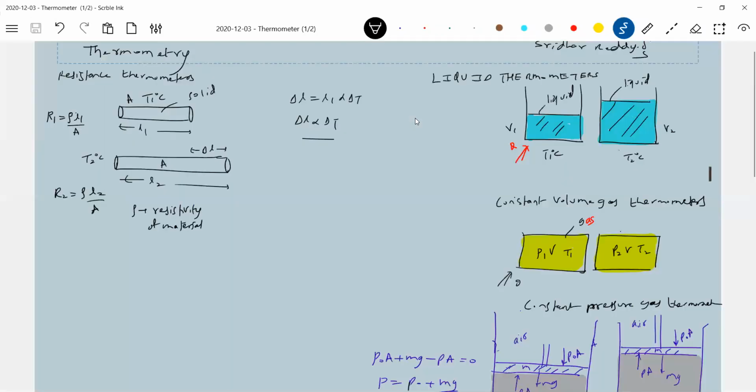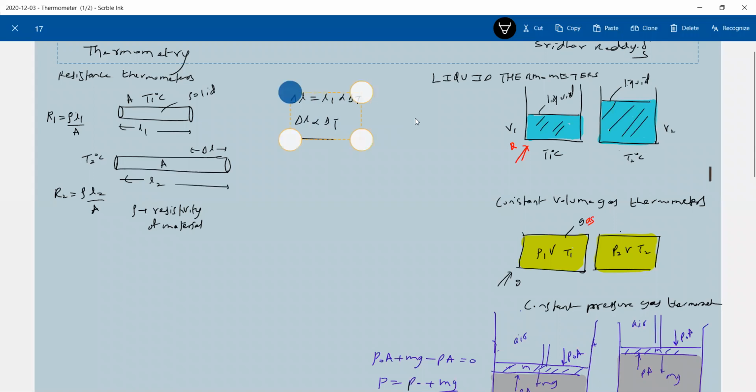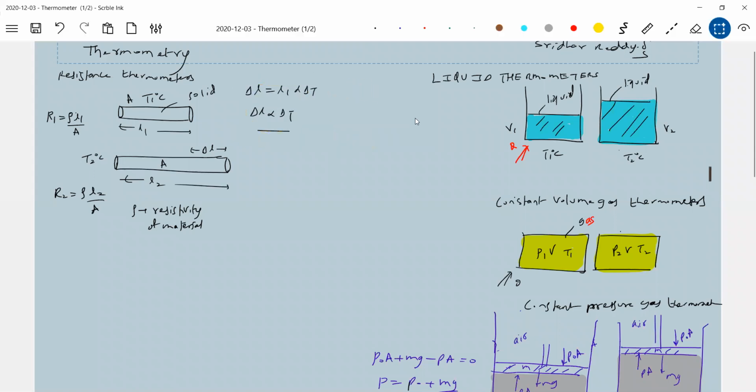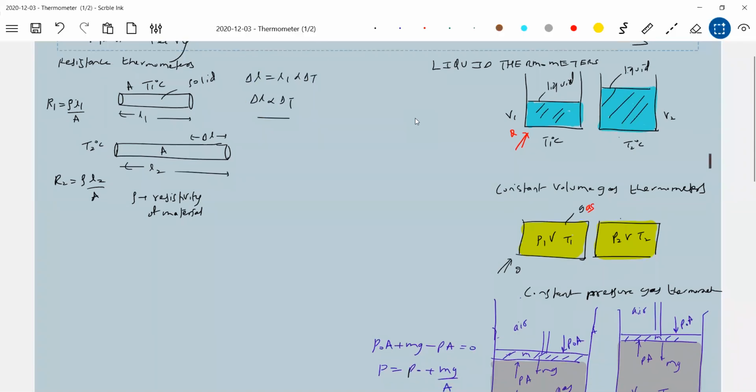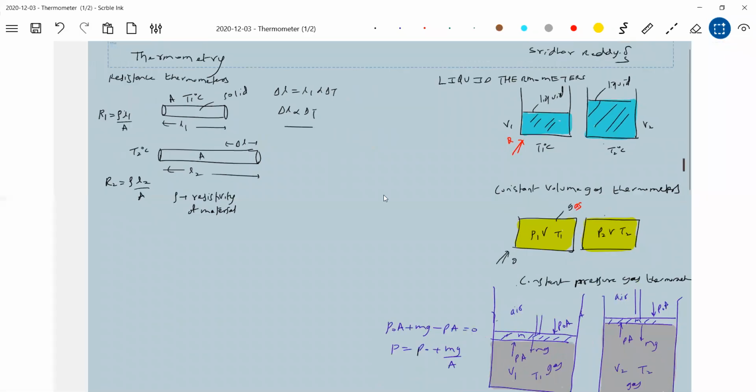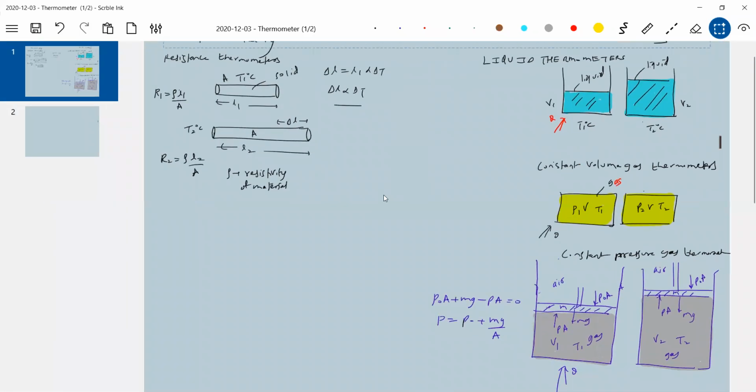Okay, what is a thermometer now? It's a device which is used to measure the temperature. Fine. Agreed, all of you? So this is the idea I generated. Now let's get into the different types of thermometers which we are going to learn, and we'll write the formula.